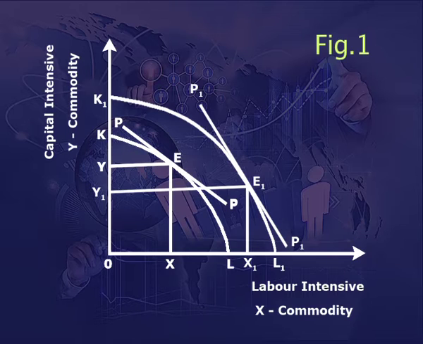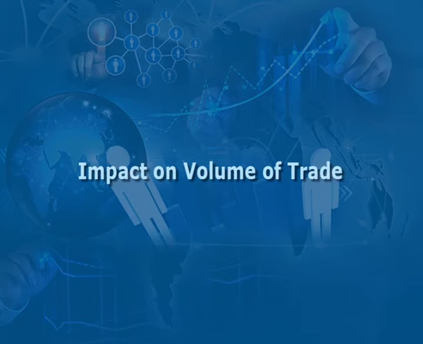The comparison of the two points E and E1 shows that after the increase in the supply of labor, the output of labor intensive commodity X has increased from OX to OX1 and that of capital intensive commodity Y has decreased from OY to OY1, even though the supply of capital has remained unchanged. Now friends, let us have a look at the impact on volume of trade.